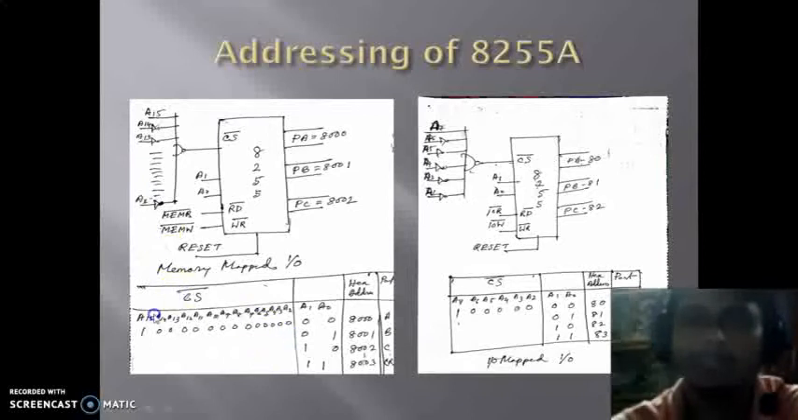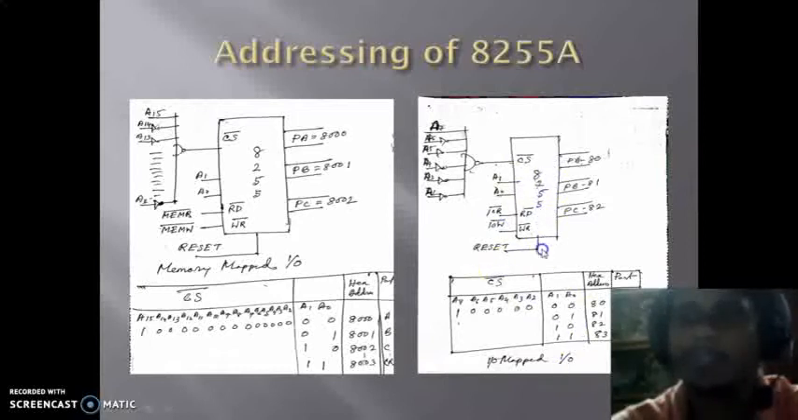So this is the design that I made, but any kind of design is possible. At the time of chip selection, the pattern of the chip selection may change, and as usual the address lines will also change. So that is the memory mapped IO technique.